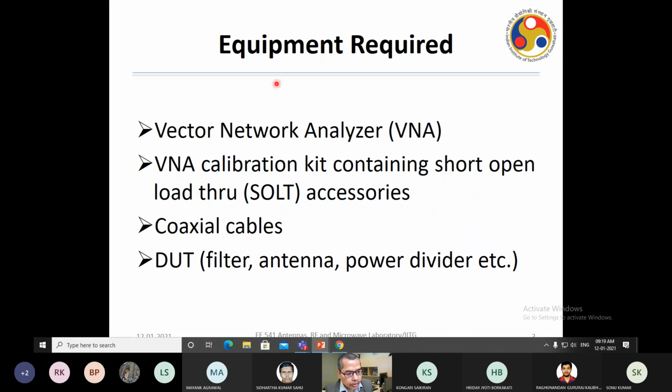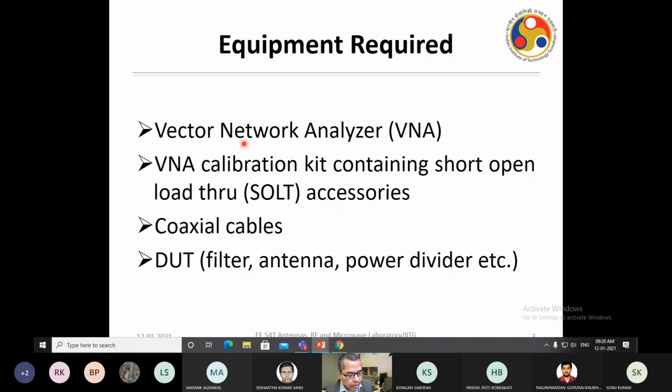So in this experiment, we'll use vector network analyzer. So there are two kinds of network analyzer. One is scalar network analyzer and the other is vector network analyzer. In the scalar network analyzer, you can only measure the magnitude of the scattering parameters. But in vector network analyzer, you can measure the phase also. So vector network analyzer is a more advanced version of scalar network analyzer.